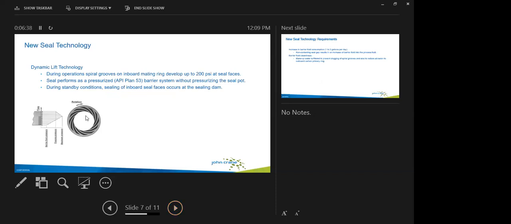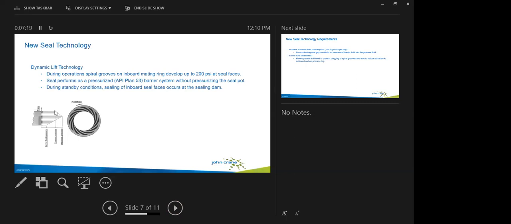So as the water enters the ID of this ring, it runs along these spiral grooves, and when it gets to the end of the spiral groove, it creates a pressure spike at those points. And if you look at the graph to the side, you'll see as it comes through the groove, it maxes out pressure. And that pressure can be as high as 200 psi, depending on seal size and speed of rotation. And then as it goes across what we call the sealing dam, this area with no spiral grooves, you see that it slowly and linearly decreases to whatever the stuffing box pressure is.